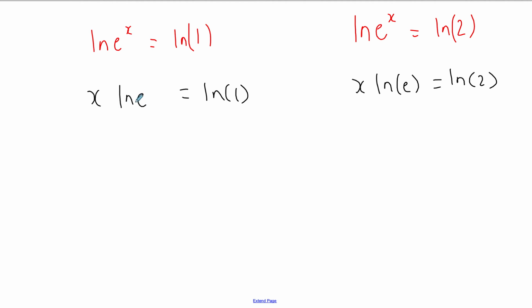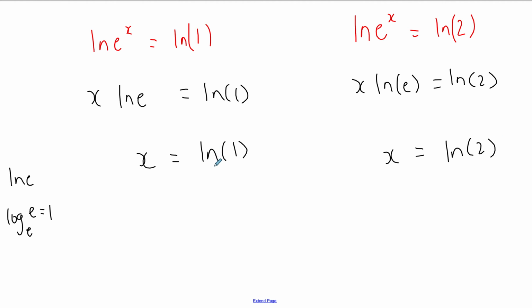And you should know that ln of e is just 1. Because remember, ln of e is basically log of base e to e, and anything with the same base and argument is just equal to 1. So this is ln of 1, and we again have x is equal to ln of 2, and you should know that ln of 1 is 0. So this was covered already. And x is equal to ln of 2.